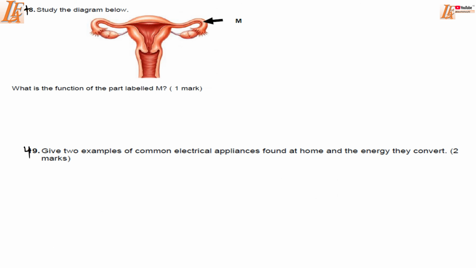Question 48. Study the diagram below. So in this case we have a diagram which is a female reproductive system with a part labeled M. Then the question is, what is the function of the part labeled M? This part labeled M, its name is a fallopian tube. This is a fallopian tube.